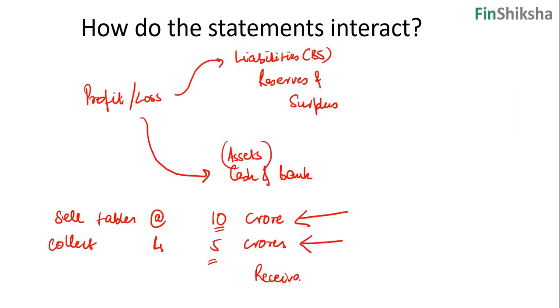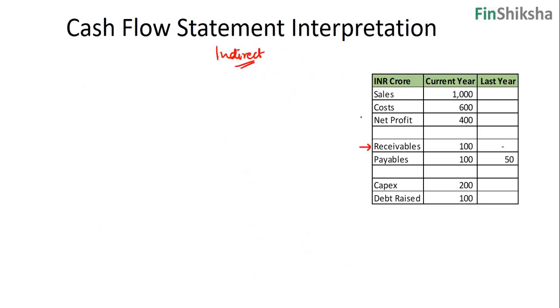The company is supposed to receive it. Similarly, if I have to pay something to my supplier, that's a payable, right? Now let's try and understand the cash flow of this particular company. The company makes sales of 1000 crore and has a cost of 600 crore. So you have a net profit of 400 crore. So I'm making a very simple cash flow statement. Let's assume you start with the net profit of 400 crore.